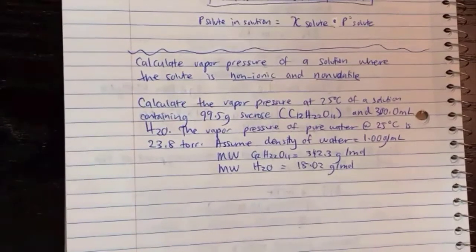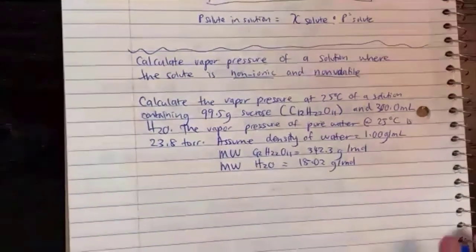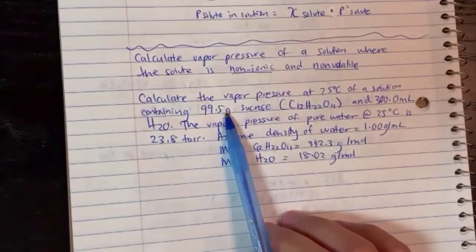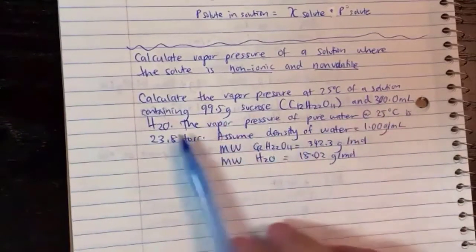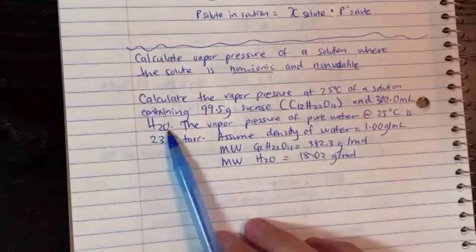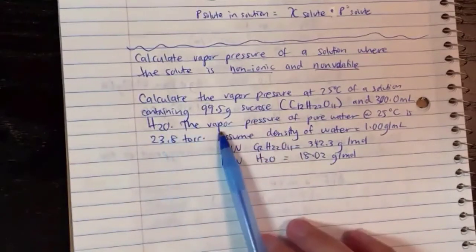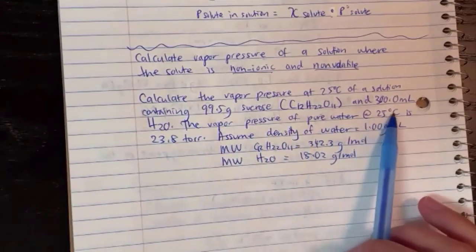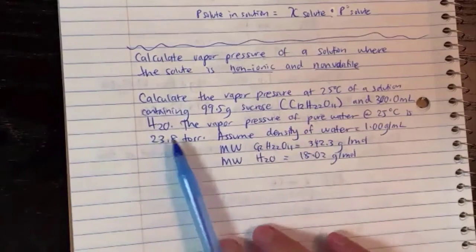All right, so let's see. Now we have 99.5 grams of sucrose and 300 mL of water. You mix them together, you make a solution, okay? So from here, they told you the original vapor pressure of water at this temperature, 25 degrees, is 23.8.